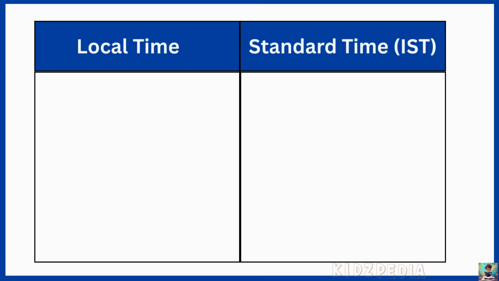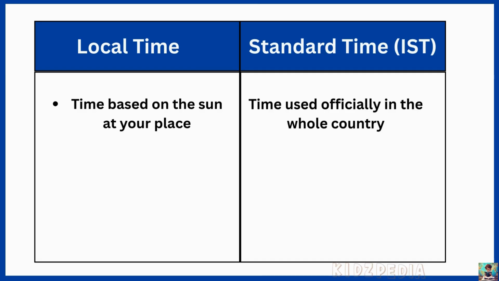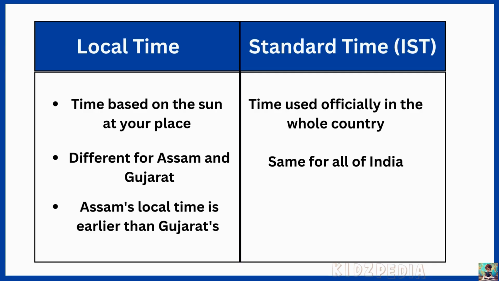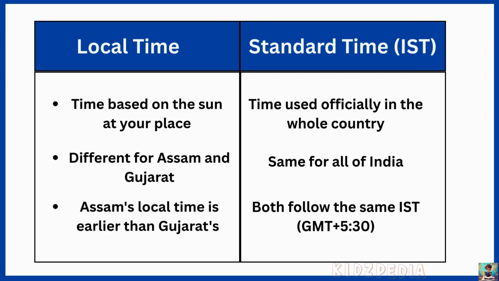So what's the difference? Local time is the time based on the sun at your place, and standard time is the time used officially in the whole country. Local time is different for Assam and Gujarat. Standard time is same for all of India. Assam's local time is earlier than Gujarat's. Standard time, both follow the same IST, GMT plus 5:30.